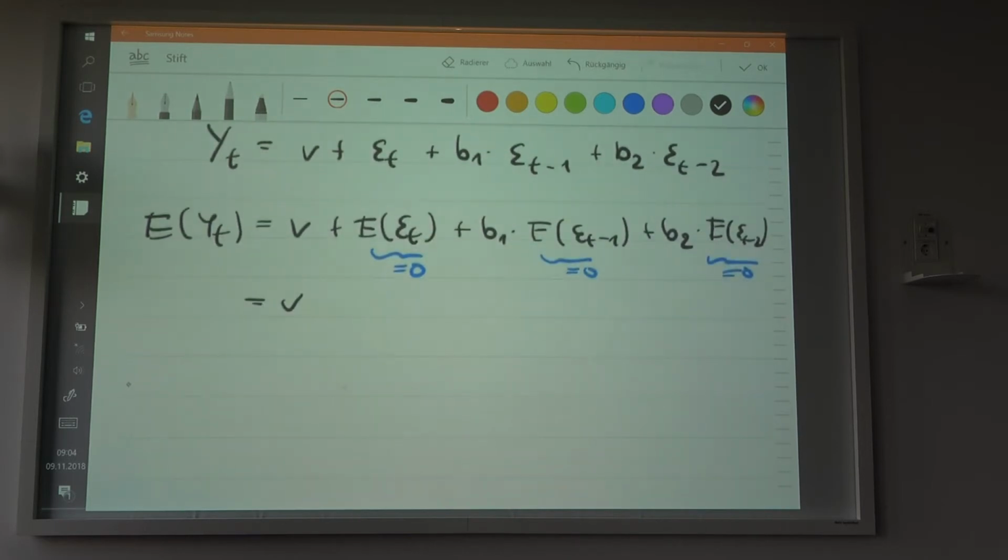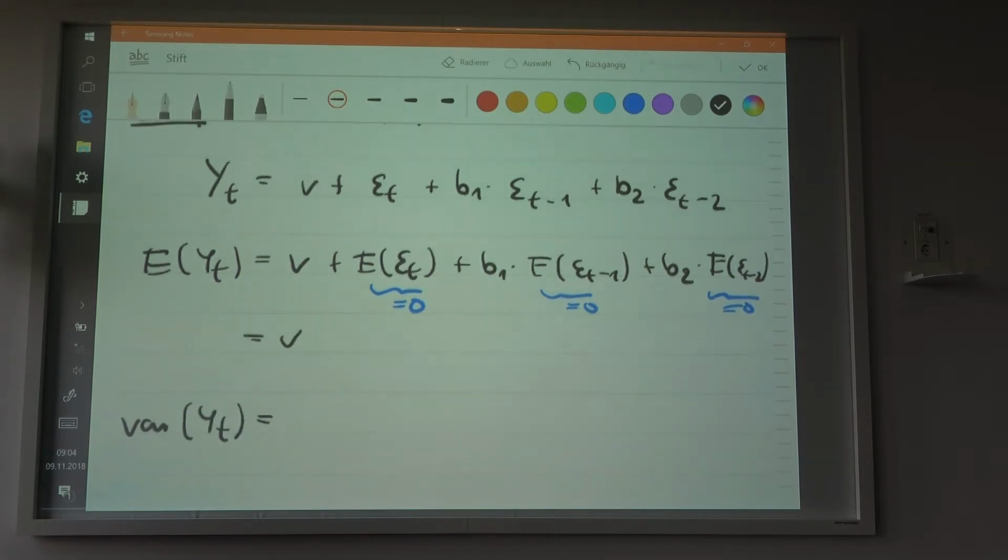Now we're going to calculate the variance of the process as well. That's also relatively easy, because the variance of the sum is going to be equal to the sum of the variances, as you might know. So you have the variance of the constant, which is obviously equal to 0. Then you have the variance of the white noise, which is going to be sigma squared. Then plus the variance of the linear transformation times the white noise.